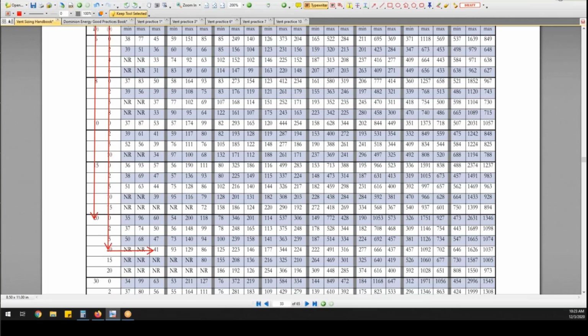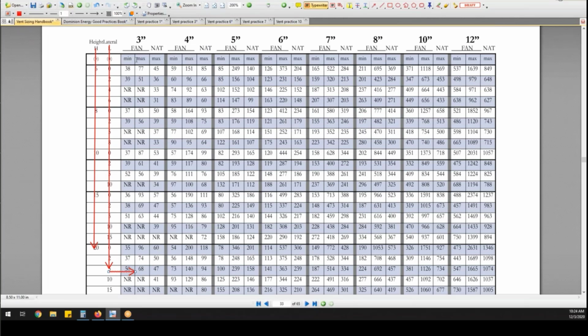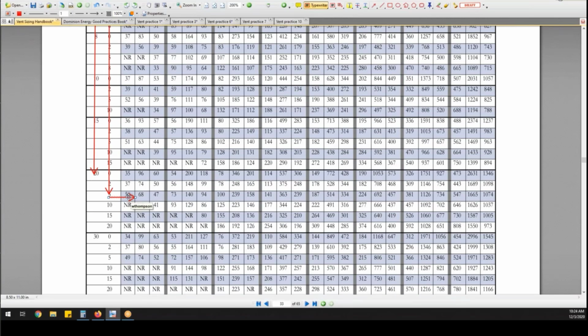So again, I've come down to my 20-foot total height. Now we've got a lateral of 5, so we're going to move this guy back up here to our 5-foot lateral. We're dealing with a fan-assisted appliance, and it's 60,000 BTUs. Okay, so I'm on my fan. I have my min-max. Okay. So does my 60,000 fall between 50 and 68? It does, right?